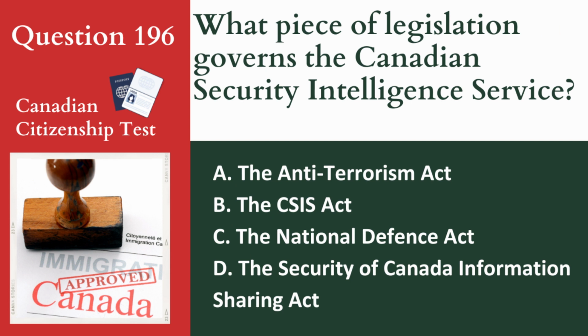Question 196. What piece of legislation governs the Canadian Security Intelligence Service? A. The Anti-Terrorism Act. B. The CSIS Act. C. The National Defence Act. D. The Security of Canada Information Sharing Act. Answer: B. The CSIS Act. The Canadian Security Intelligence Service Act is the legislation that established CSIS in 1984 and outlines its powers and responsibilities.